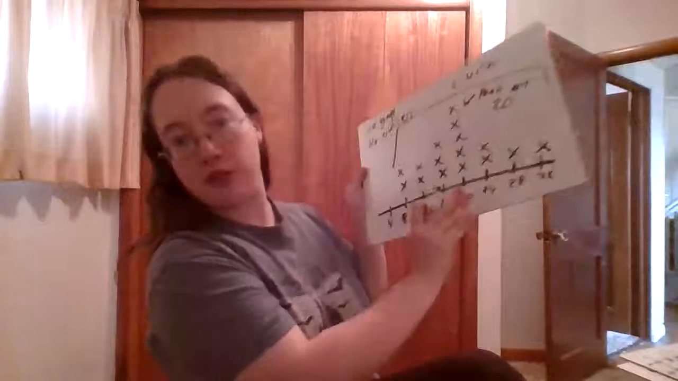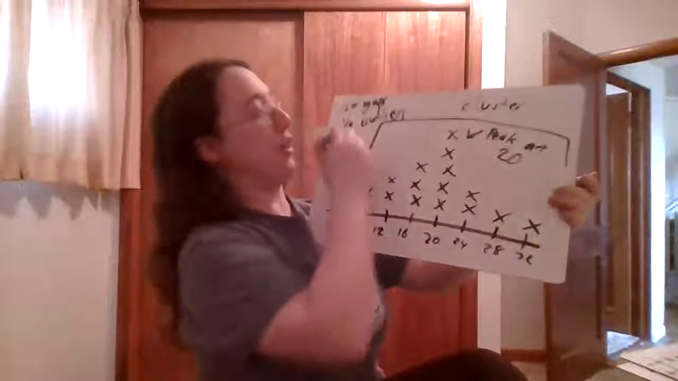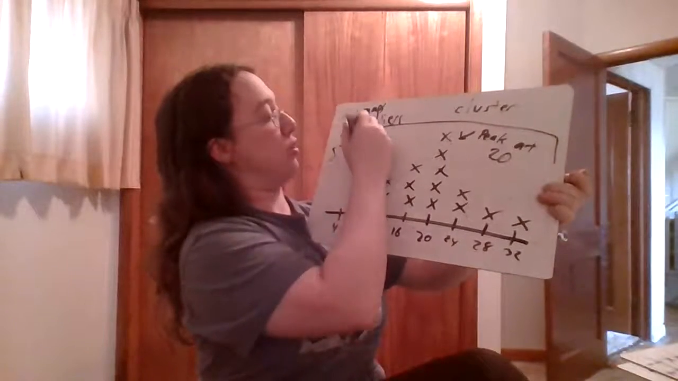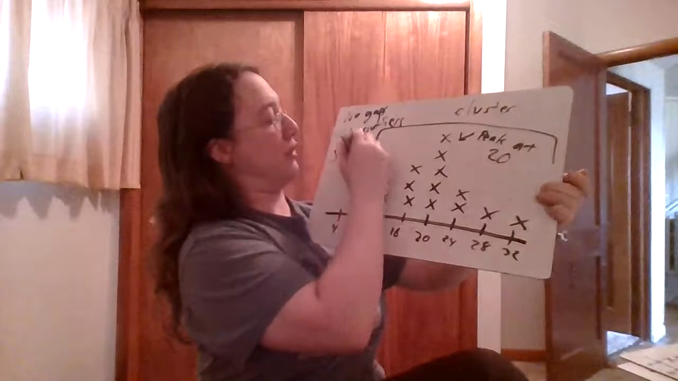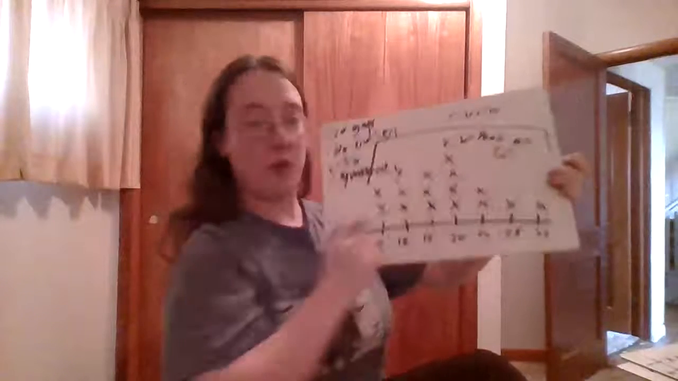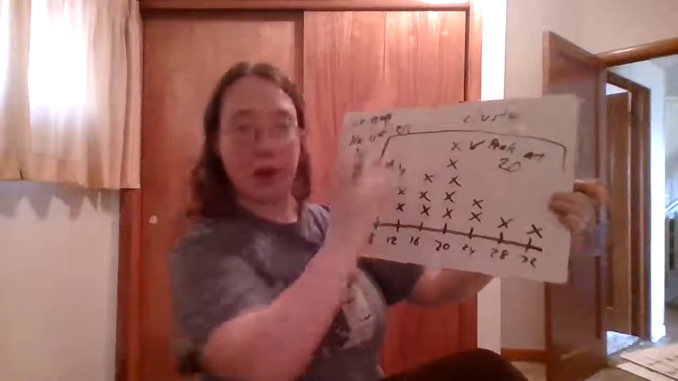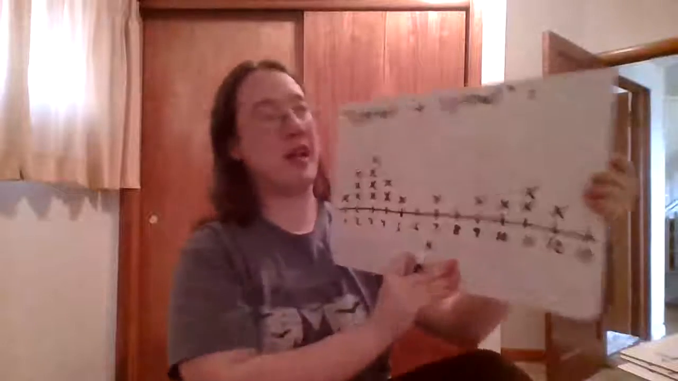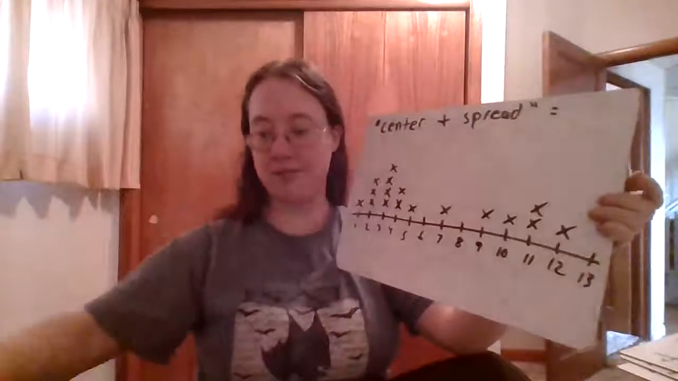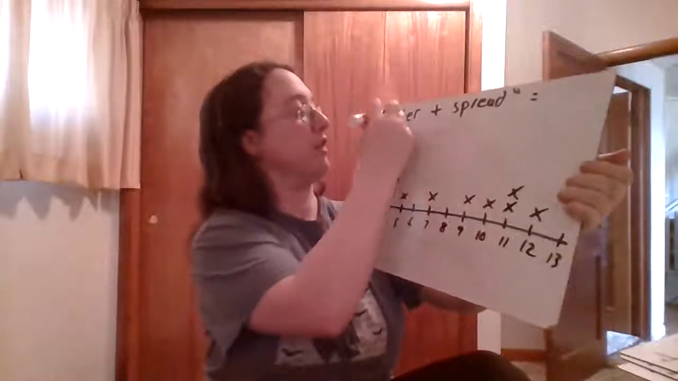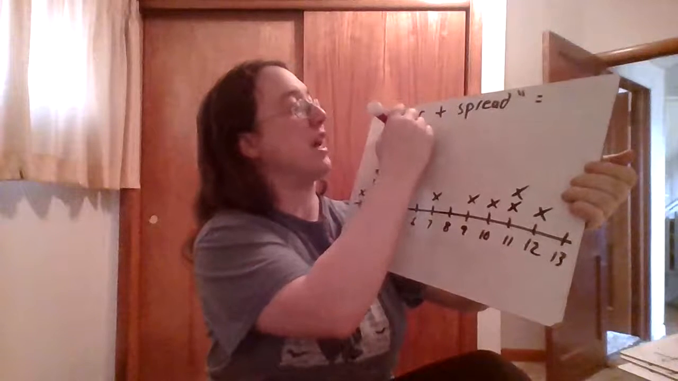Right. The other thing we're doing with it, oh, wait, hang on, that's not symmetric. So the other thing you want to say is it's not symmetric. Or no symmetry, or however you want to word that. So that's not symmetric. We have a cluster, we have a peak, no gaps, no outliers. Okay, now the other thing we're doing with this is if you see the word center and spread, think median and think interquartile range.